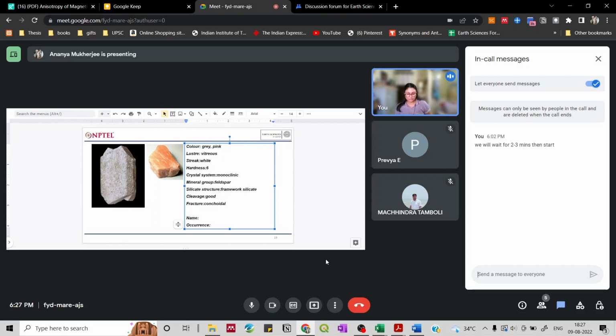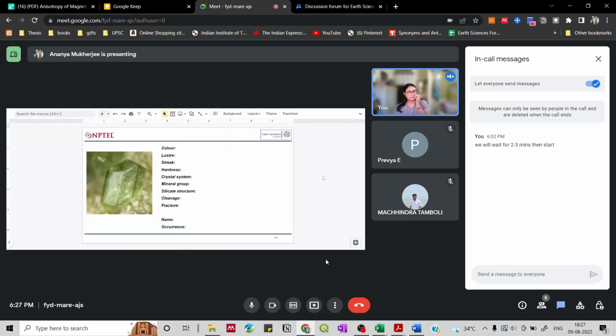So the name of this mineral is actually orthoclase, which is a potash feldspar. Okay, and it usually occurs in igneous rocks and sedimentary rocks. Most of the time, it occurs there.